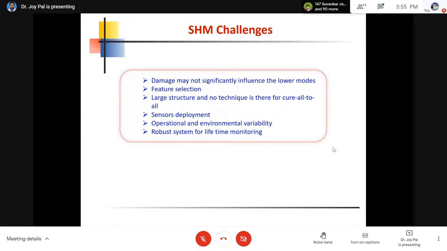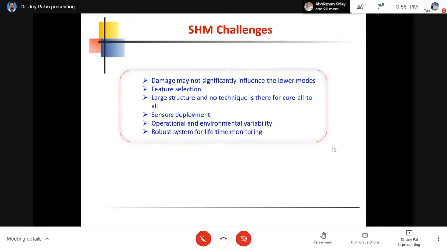Then feature selection. In the model updating technique, I have explained that features should be such that they sufficiently affect the objective function, or significantly affect the objective function. Suppose you are considering some features which do not affect the objective function at all, or do not affect the damage parameter, then it will be difficult for you to identify the damage location.